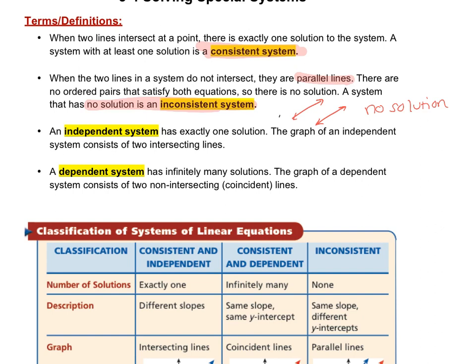An independent system has exactly one solution. So again, what we've been dealing with. And a dependent system has infinitely many solutions. So what's happening there is, the graph of a dependent system has two non-intersecting lines. When we have infinitely many solutions, though, that's just the same line stacked on top of each other. If you notice, all of these points are where they're intersecting, and so it's like an infinite amount of points that they're intersecting.